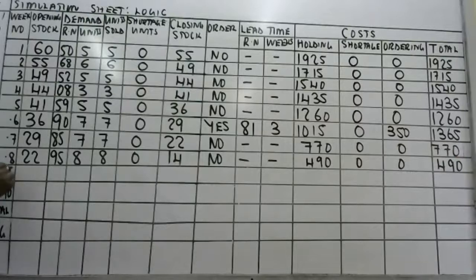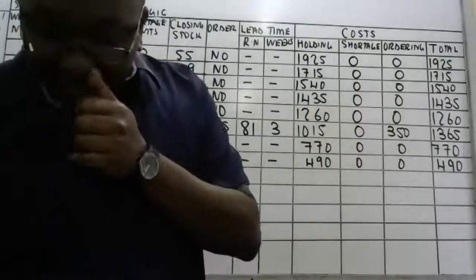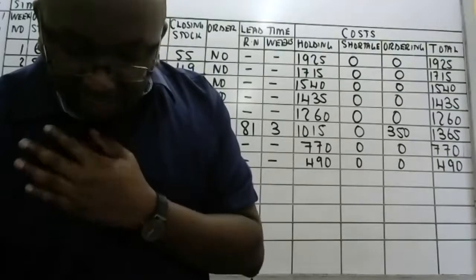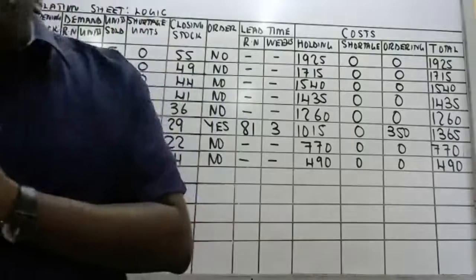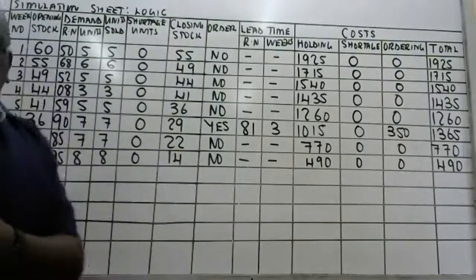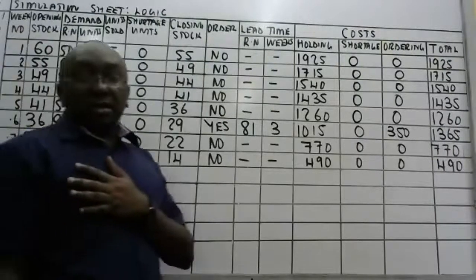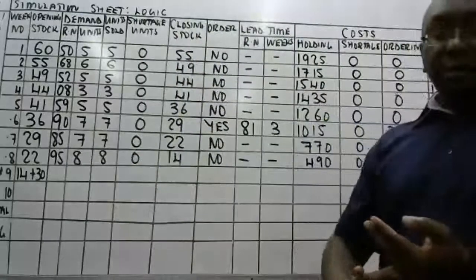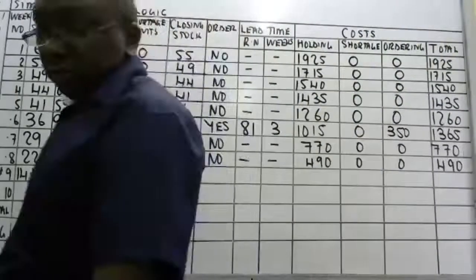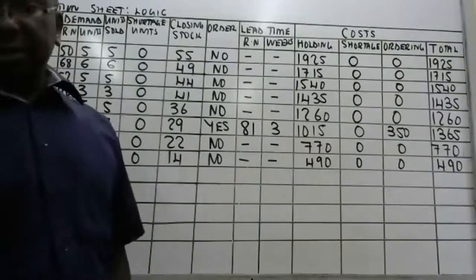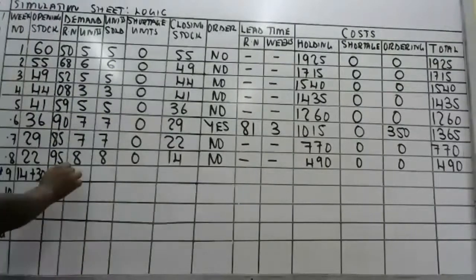Week 9, we open with 14, but it's also the week we are receiving our order. According to information 1, the reorder point and the reorder quantity have been set at 40 and 30. So we are receiving 30 units. So we open with 14 and then we receive 30 in the morning. So let us move forward. After 95 this is 15. So 15 will be a demand of what? A demand of 4.